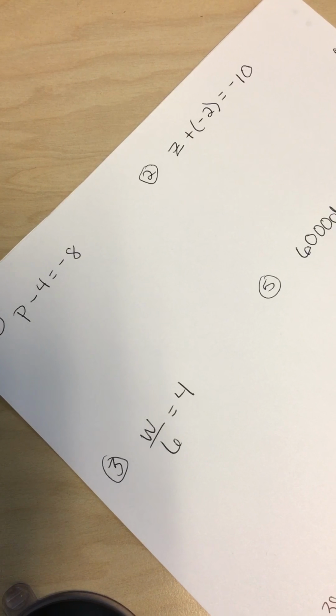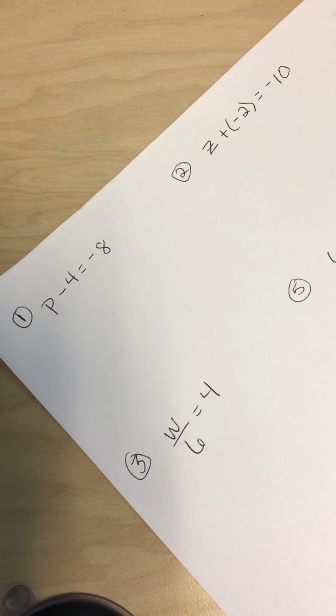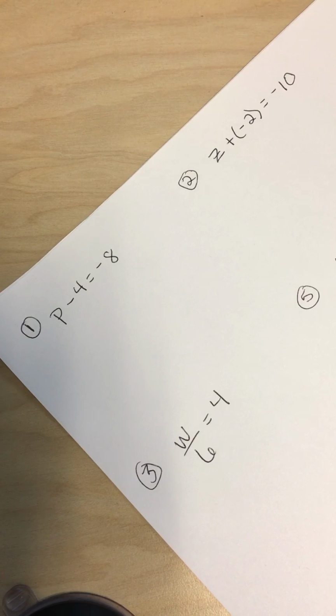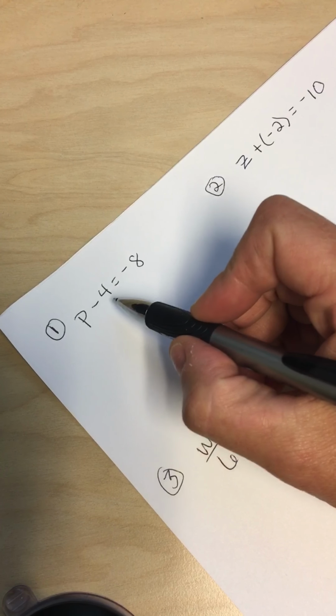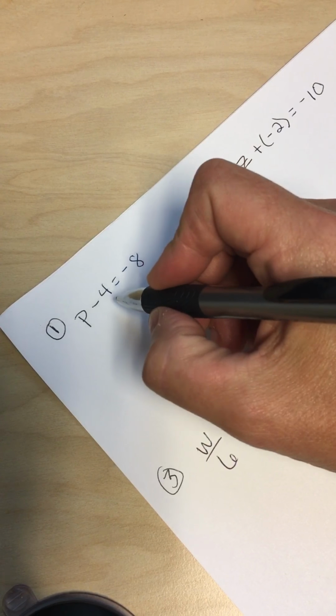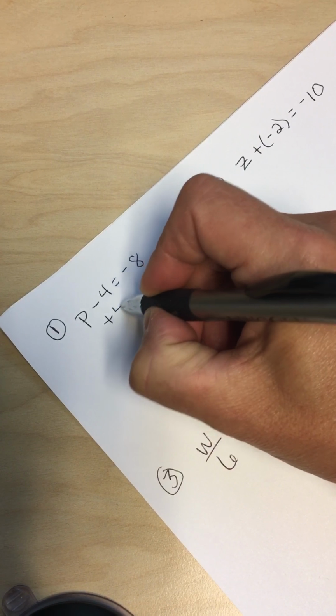Okay, so we're going to do some examples of one-step equations. Remember, the whole goal is to get the variable alone. Like in number 1, I want to know what p is equal to, not p minus 4, p by itself. So I have to look on the left side where the variable is. I need to get rid of the 4. Since it's minus 4 or subtract 4, I have to do the opposite, which is to add.